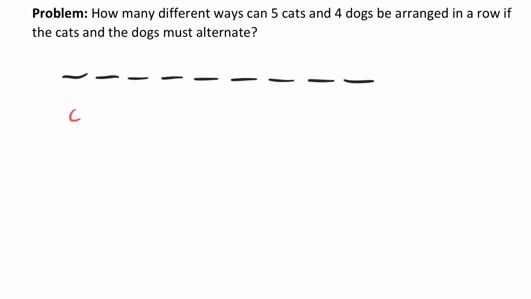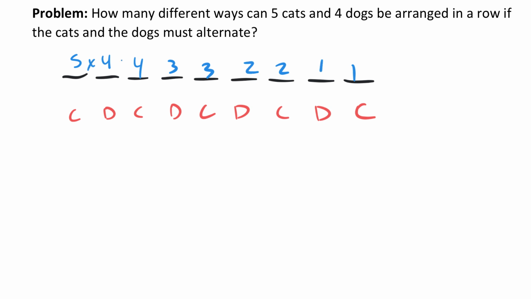It's going to have to go cat, dog, cat, dog, cat, dog, cat, dog, cat, because there's more cats than dogs, so the cats have to start. And then we've got 5 cats, 4 dogs. Now we count down. Really, we could put the cats all first. 5 cats, 4 cats, 3 cats, 2 cats, 1 cat. Then we place the dogs. 4 dogs, 3 dogs, 2 dogs, 1 dog.